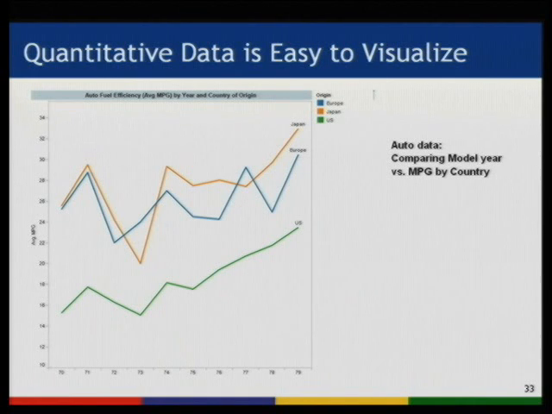Also, simple quantitative data anyway is easy to visualize. So here I have this classic set of data about autos from the 70s, where I've plotted miles per gallon against the year of the auto, the make of the auto, and then against a nominal attribute, which is what country makes those cars. So we can see in the 70s that the miles per gallon for the U.S. cars were way below those of Japan and Europe, and they were kind of fighting with each other over this.